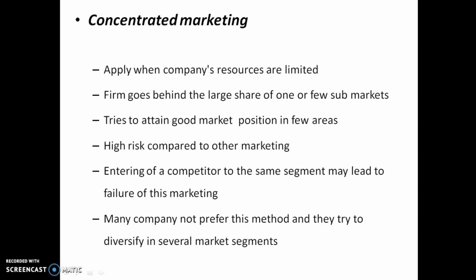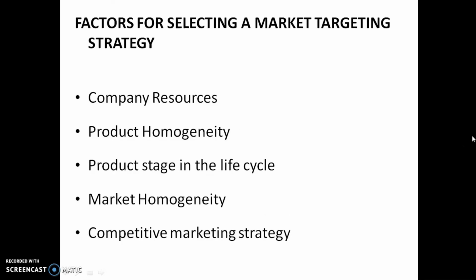Okay, next is selecting a market targeting strategy. There are different factors for selecting a market targeting strategy. There are mainly five factors. The first factor is the company resources. Of course, when we select a marketing strategy, first we have to think about what the company has, what the resources of the company are. So that is the first major factor.